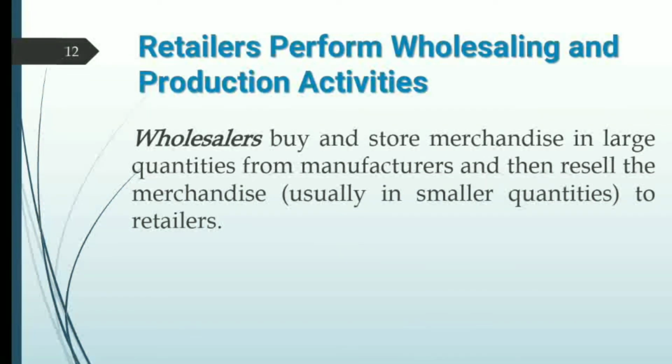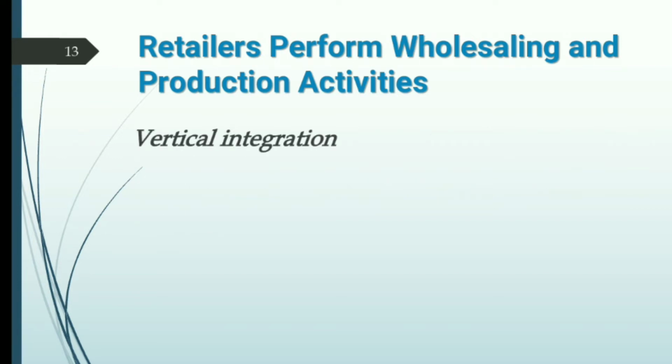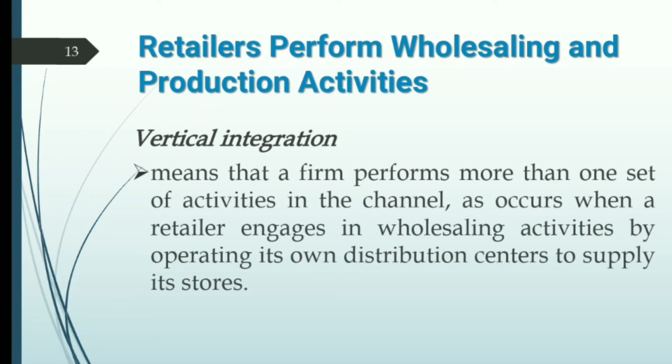Going back to what I previously mentioned a while ago, there are retailers that perform wholesaling and production activities. So this actually refers to vertical integration. Vertical integration means that a firm performs more than one set of activities in the channels. Like for example, when a retailer engages in wholesaling activities by operating its own distribution centers to supply its stores. So simply put, vertical integration is when a company owns multiple assets in a supply chain.